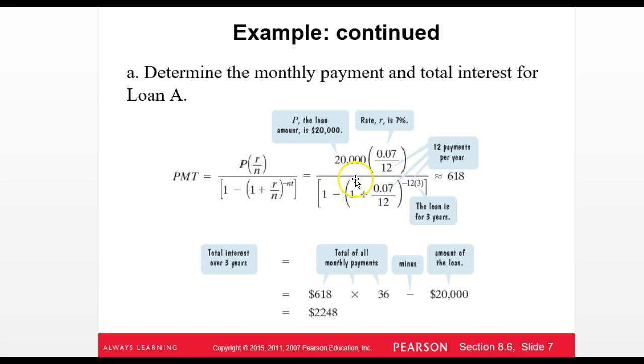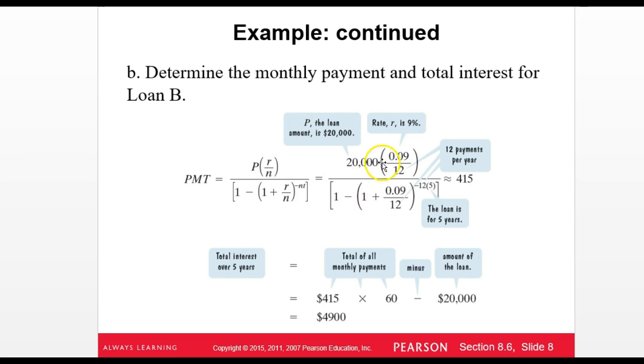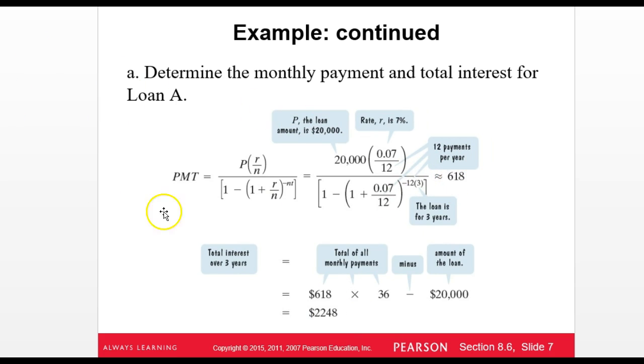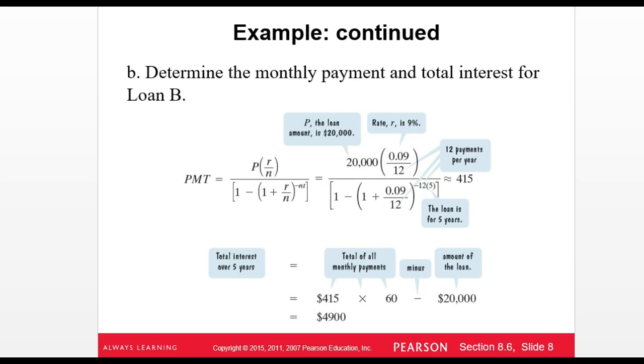Okay, part B, same formula, just plugging in slightly different numbers for R and slightly different numbers for T. Everything else stays the same. Because we are extending it over 5 years rather than 3 years, we pay less each month. But because we're making a whole lot more payments, and it doesn't help that the interest rate's a little bit higher, we're paying a lot more in interest. A pretty significantly lower payment, but a lot more interest in the long run.